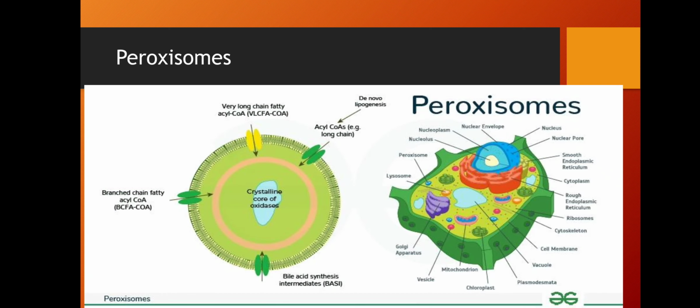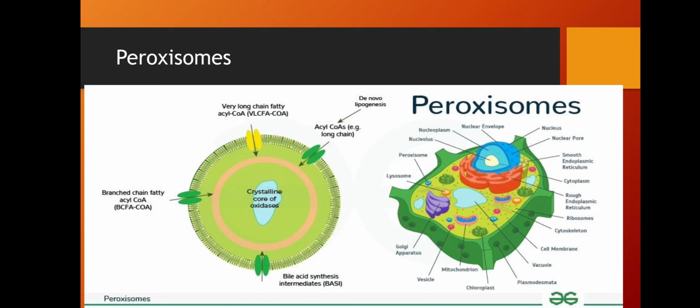Then now we have other organelles such as the peroxisomes. The peroxisome is another type of cell organelle. What does it do? It is involved in various metabolic processes, especially dealing with the metabolism of fat. As you can see there, this is our peroxisome. You can see de novo lipogenesis, long chain fatty acids, very long chain fatty acids, then branched chain fatty acids. There's also a crystalline core of oxidases and bile acid synthesis intermediates.